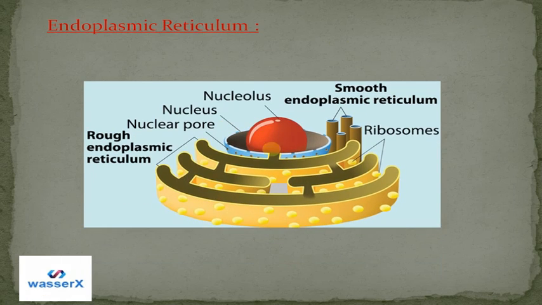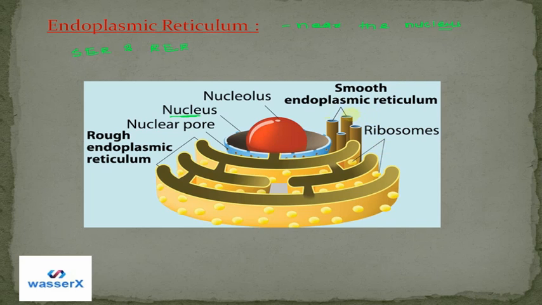Now let's see what is the endoplasmic reticulum. So the endoplasmic reticulum looks something like this. The endoplasmic reticulum is always present near the nucleus. It is of two types: smooth endoplasmic reticulum and rough endoplasmic reticulum.